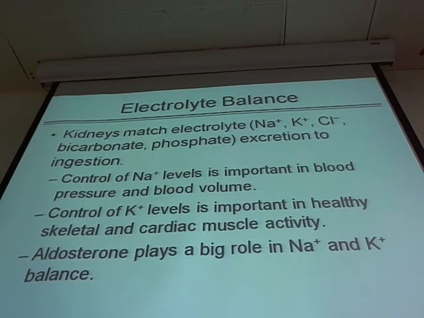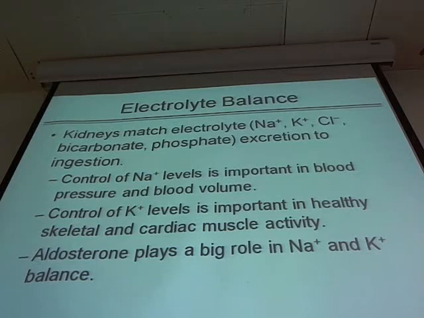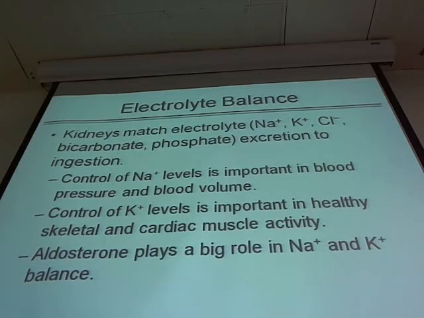Kidneys match electrolyte and bicarbonate excretion to ingestion. Okay? You take in a lot of salt, you're going to pee out a lot of salt. That's what happened in our labs. Remember the chloride?